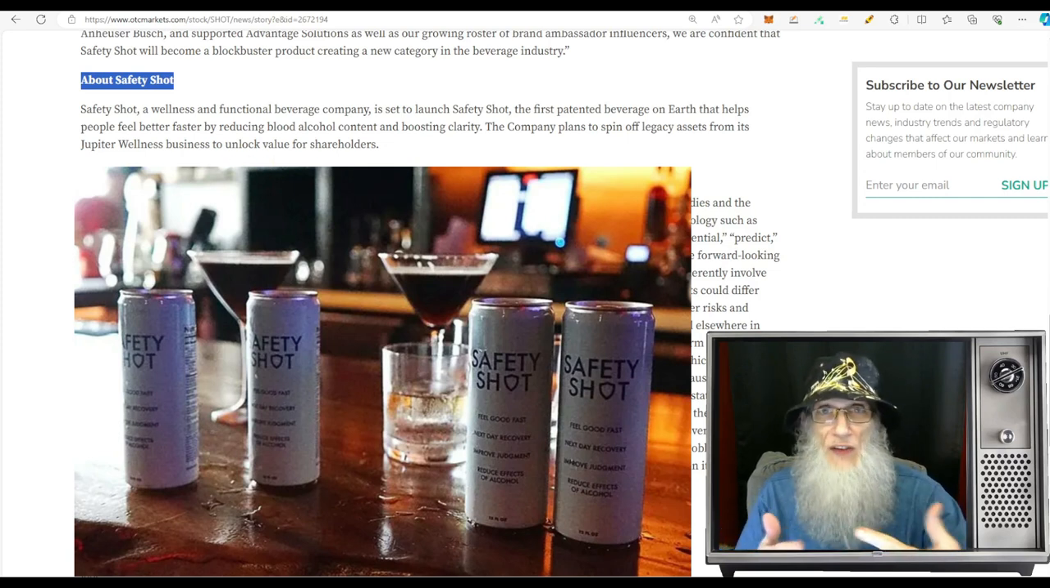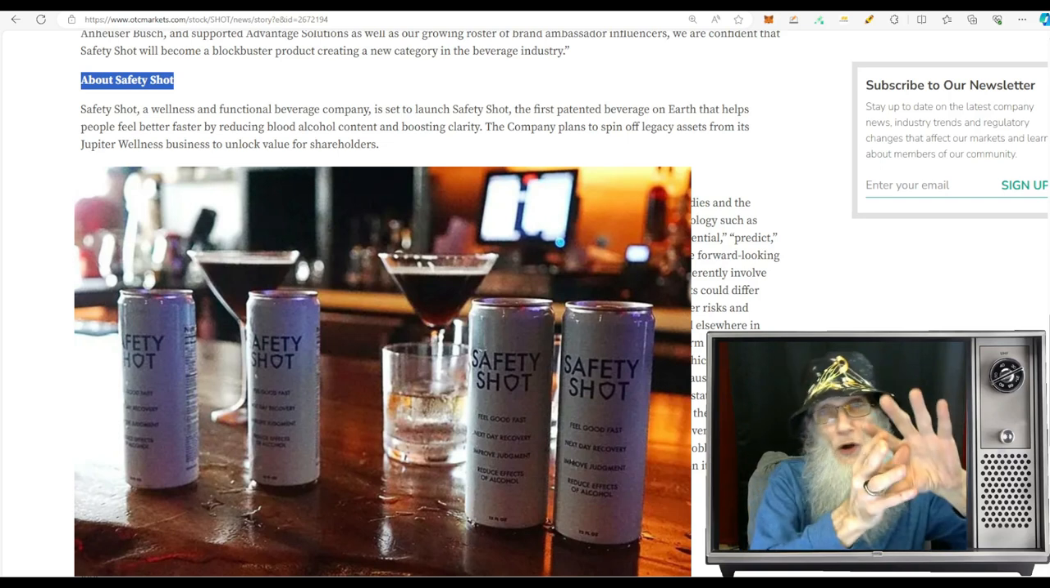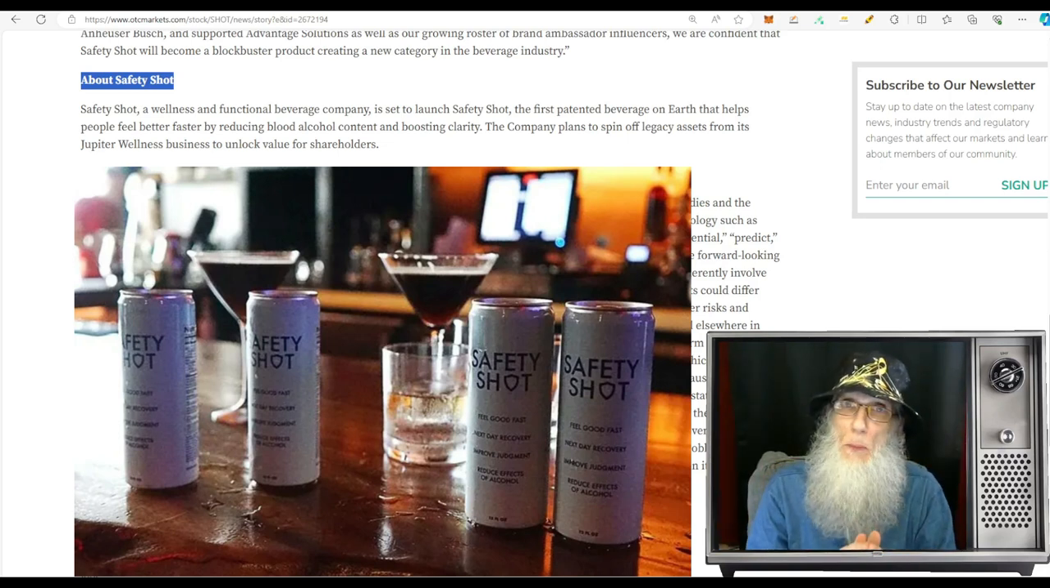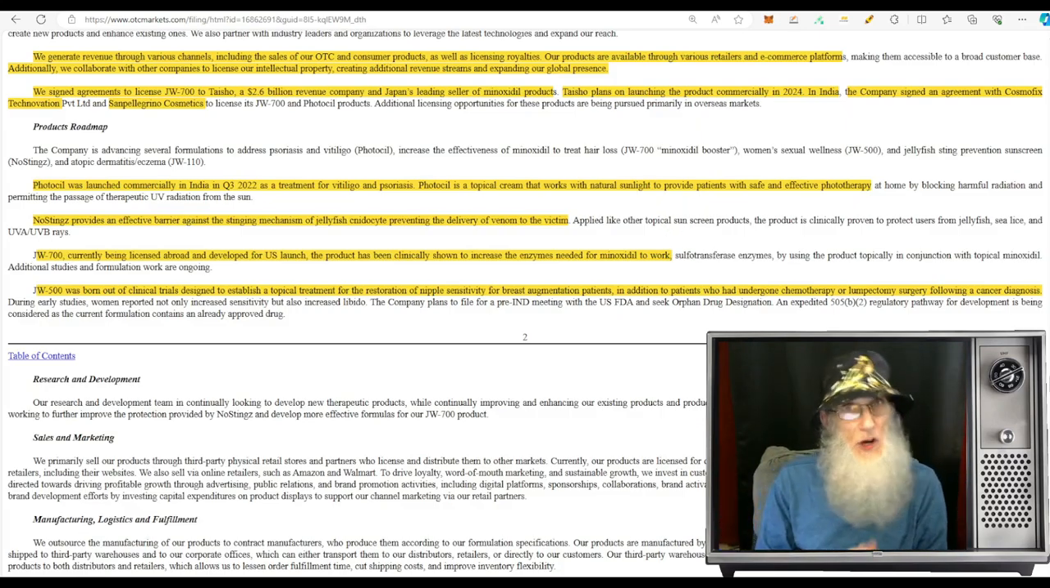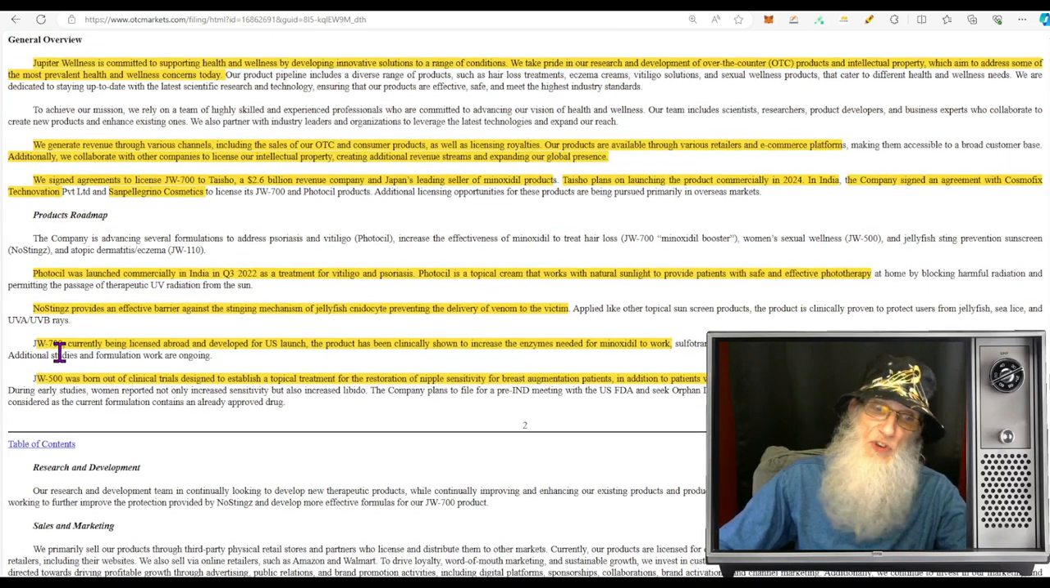They've got other assets. This company wants to focus in just on this beverage, and rather than spin it out, they're going to take everything else they have and spin them out. And if you own this company, you're going to get dividends. So exactly what are the assets that they're going to be spinning out? Well, they got four of them here. Photocell, No Stings, JW700, and JW500.